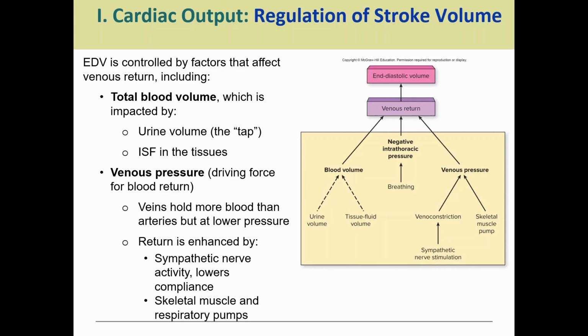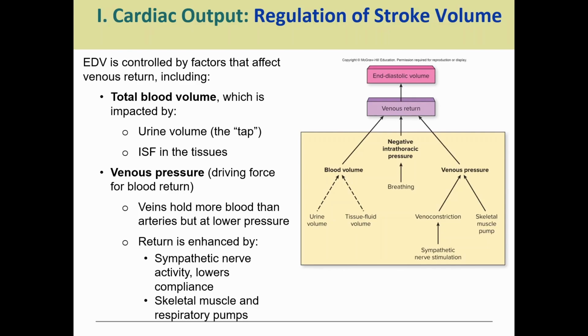Another factor is venous pressure, basically the force that's pushing blood from the veins back towards the heart. We know that veins are under lower pressure than arteries, but they also hold more blood. Most of your blood is held within the veins, but they're at lower pressure. And so we have a couple of things to help us with returning blood to the heart, and that can be things like sympathetic activity, so fight or flight type stuff.